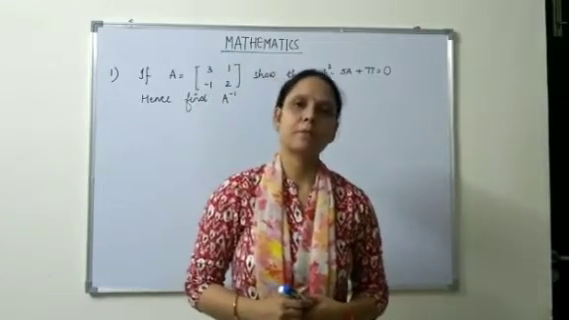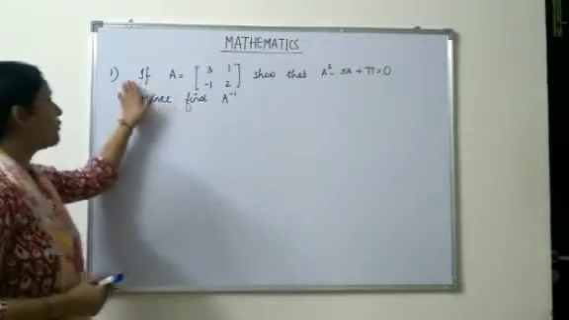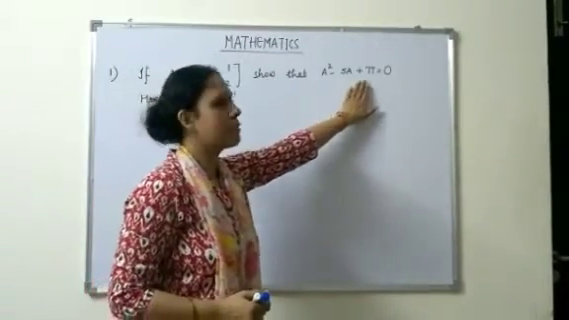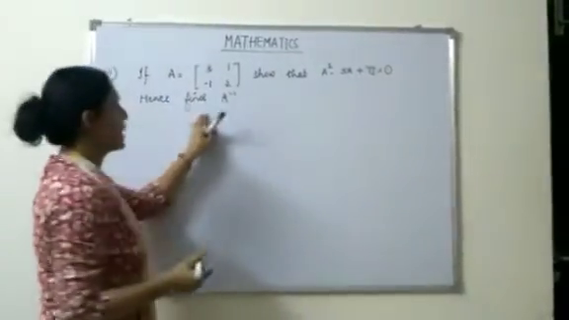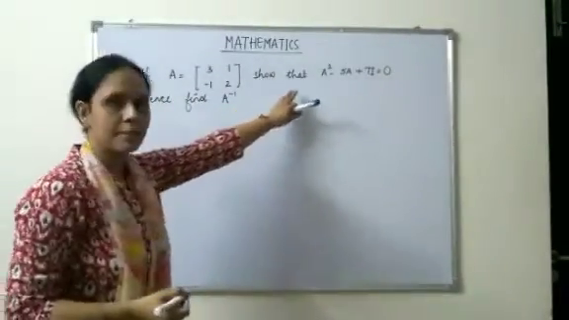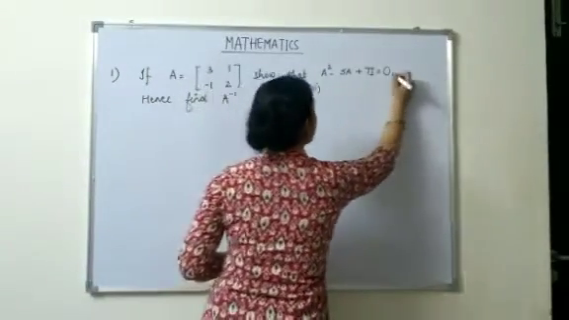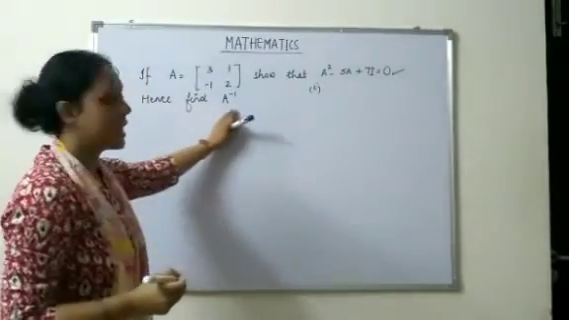Matrices and determinants happens to be the favorite topic of all of us. Let's begin with that. If A is a given matrix, show that A square minus 5A plus 7I is equal to O. Hence find A inverse. Now this first part is easy for all of us to solve, and this we can all prove. Now, hence find A inverse.